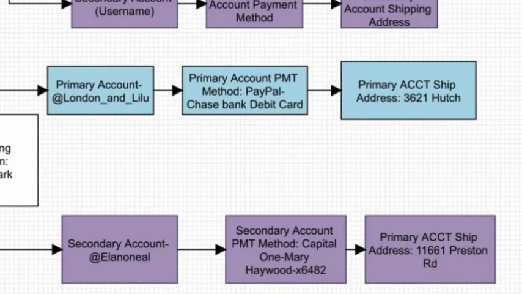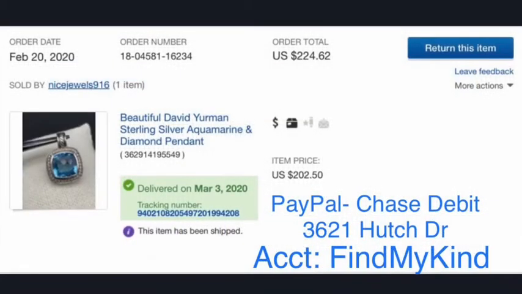And for some reason, we sent it to an address that's not the 11661 Preston Road address. If that information isn't already shown on the screenshot, we will absolutely annotate it on there for you. We'll write on the screenshot what that information is. So whenever you see us having written notes on a screenshot, definitely pay attention to those.